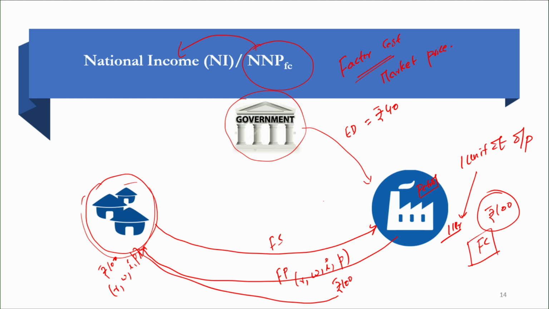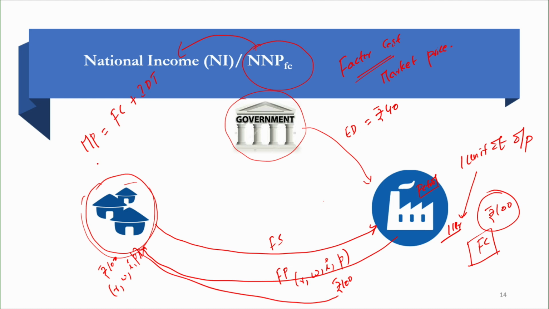Now, the company has to sell the petrol at a price that is what we call market price, the price at which the commodity is traded in the market. That is what we call market price. And how would you compute the market price? It is factor cost plus any indirect tax component levied on it. That's how you compute market price.